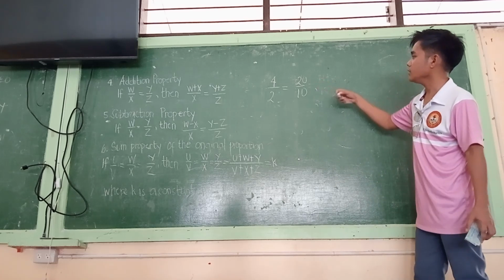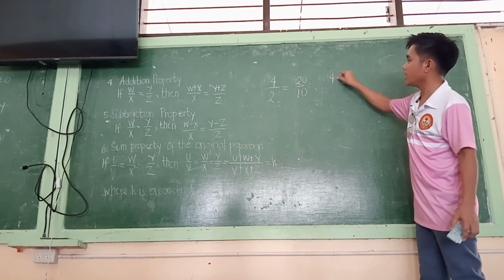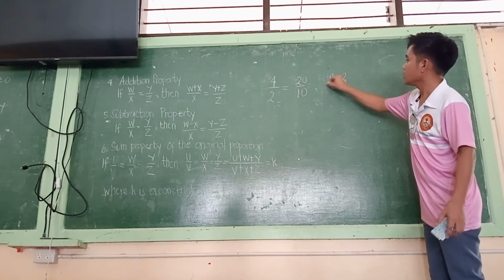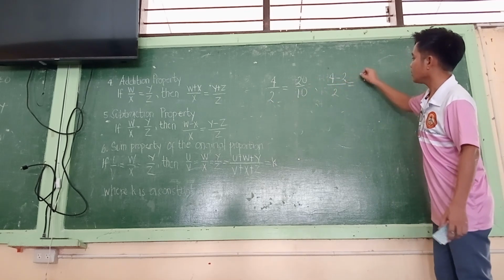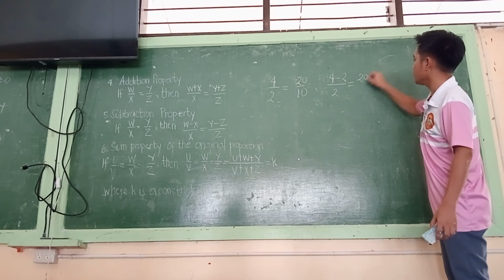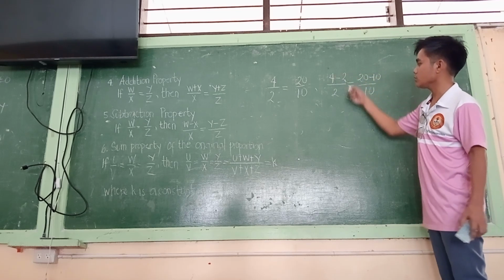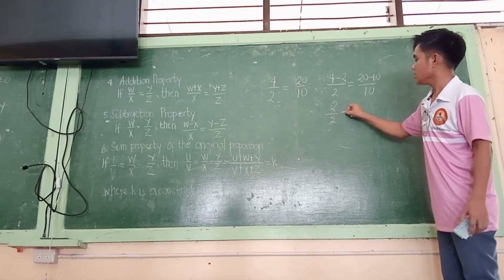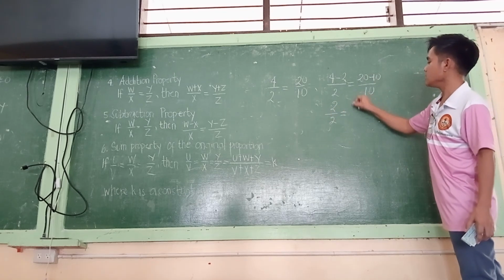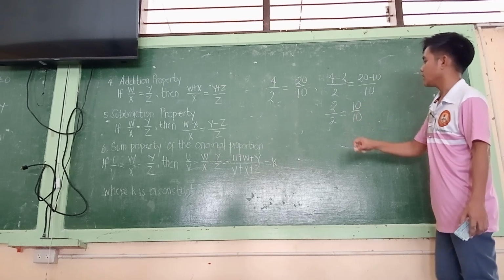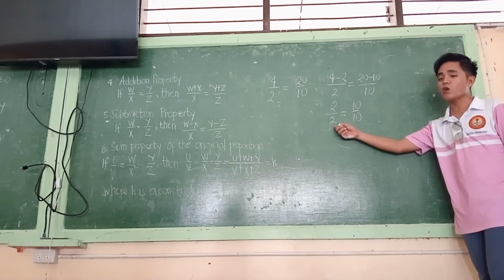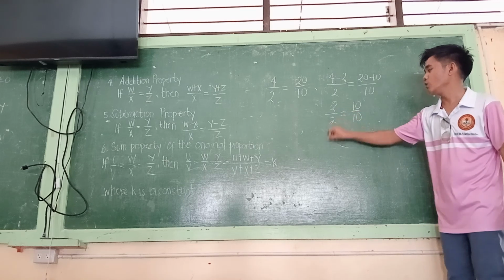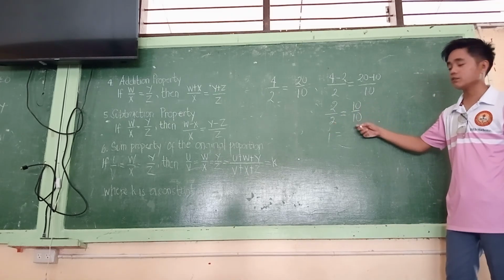So we have here, 4 minus the denominator kay subtraction property na ta over 2 is equal to 20 minus 10 over 10. So 4 minus 2, that is 2. Then 2 is equal to 20 minus 10 is 10. Equal gyud. 2 divided by 2, 1 is equal to 10 divided by 10, 1.